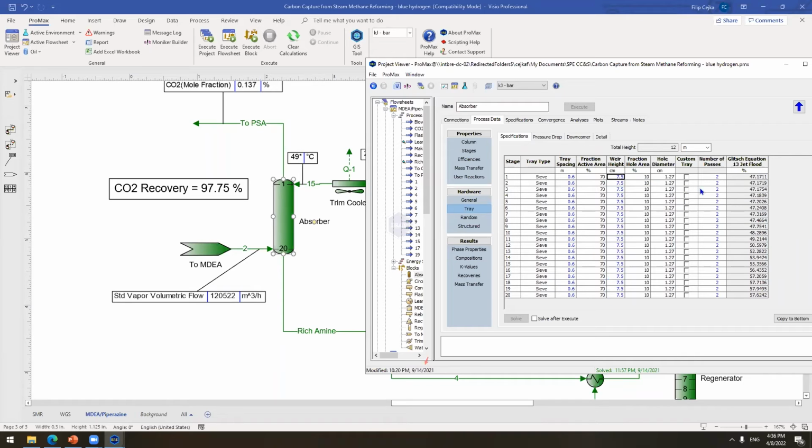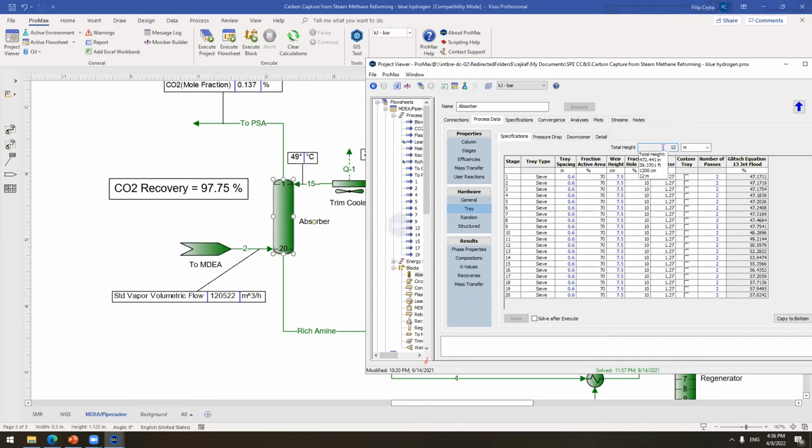And of course, you can change all of them and make it the way you want to design your column, and you can play with these specifications in order to get the best results. So you can see here it's 20 stages, but because of the tray spacing of 0.6 meters, the actual total height is 12 meters.